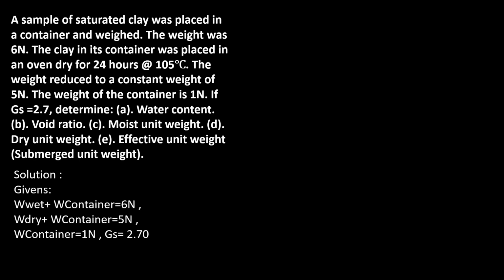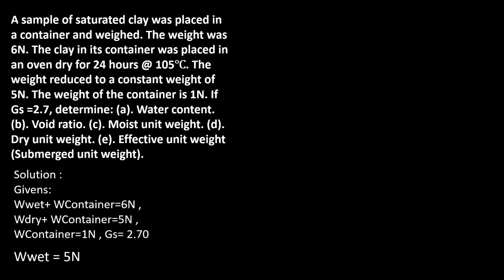But before the calculation process, allow me to read first all the givens that we have in this board exam problem. First given, wet weight plus the weight of the container is equal to 6 newtons, followed by the dry weight plus the weight of the container, which is equal to 5 newtons, and the weight of the container is actually 1 newton, specific gravity of 2.70.